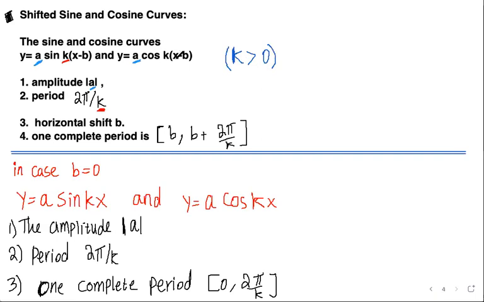X is a variable. B is a number. B, K, and A, all of them are numbers. The only one that is not a number is X. X is a variable.